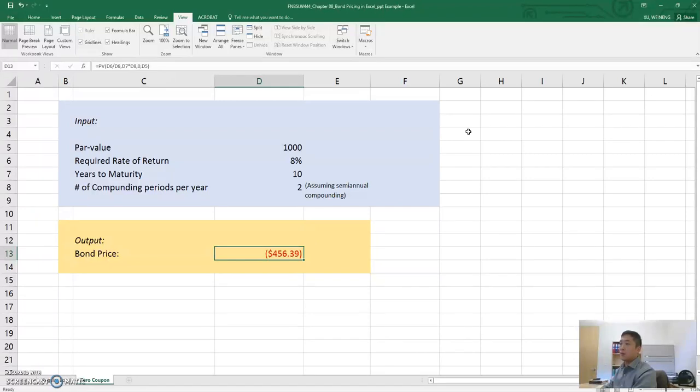and it will show you what is the price of this zero coupon bond. And once again, the price is going to be negative right here because of the direction of the cash flows. And if you want to make it display as a positive value, simply add a negative sign in front of everything and hit enter. Okay, now we have done this zero coupon bond pricing, which is priced at $456.39.